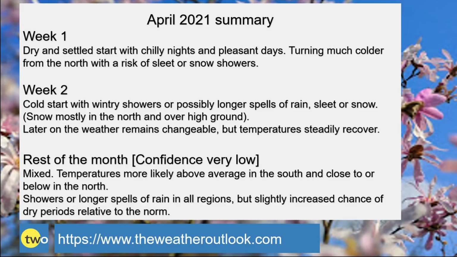As that clears eastwards, cold air pushes southwards down across the United Kingdom once again, and the risk of wintry showers returns for a time. Towards the end of the second week, temperatures probably begin to recover, and it is a more mixed picture through the second half of April. In the south, temperatures on the whole are more likely to be above the average, and in the north, close to or slightly below it. There's the chance of showers or longer periods of rain in all regions, but a slightly increased chance of dry spells relative to the norm.